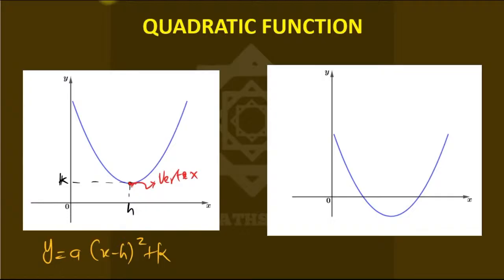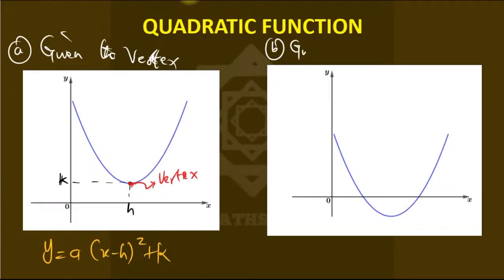So the first one is given the coordinate of the vertex, while the second one is given the x-intercepts, where the curve crosses the x-axis, as you can see.